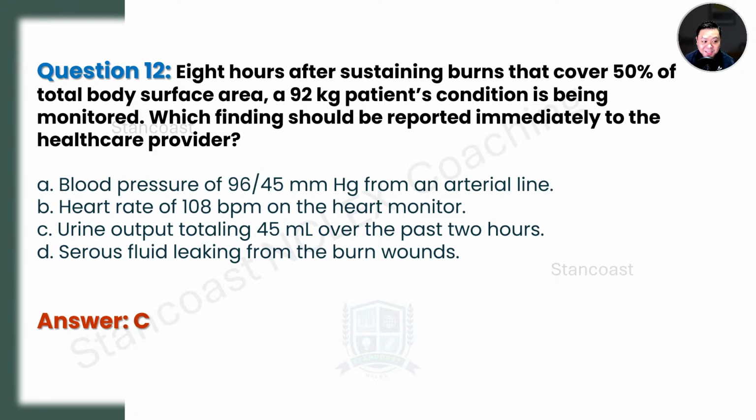Now, if you selected letter D, this is also incorrect. Of course, you're going to expect leakage of serous fluids from their burn wounds. This is expected. Again, your strategy here in selecting the option would be to remember the average normal hourly urinary output. This is going to give us an idea how the perfusion to the kidneys is, and it will give us an idea on the volume that we should be giving, especially when we are giving them the IV fluids.